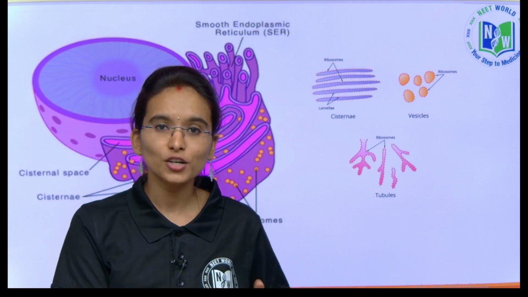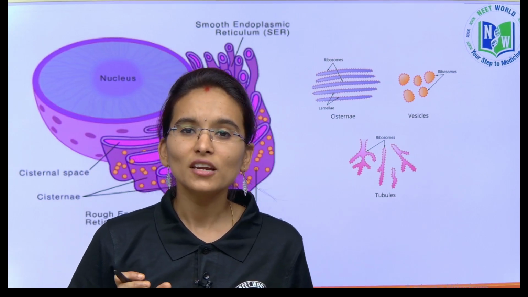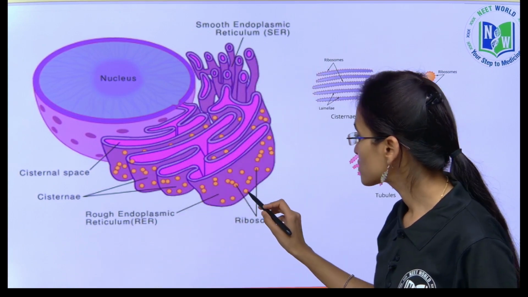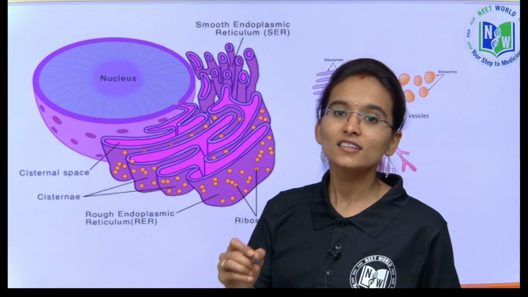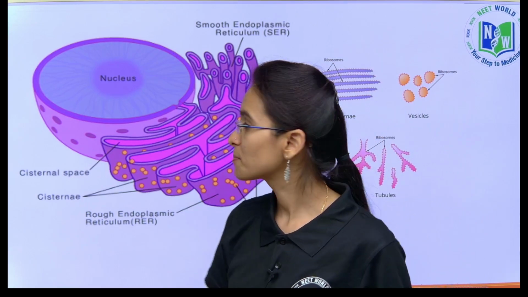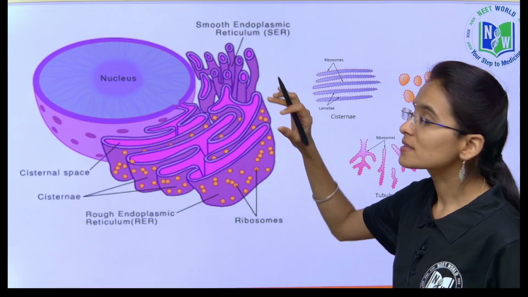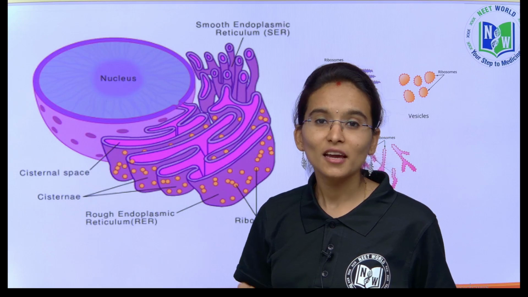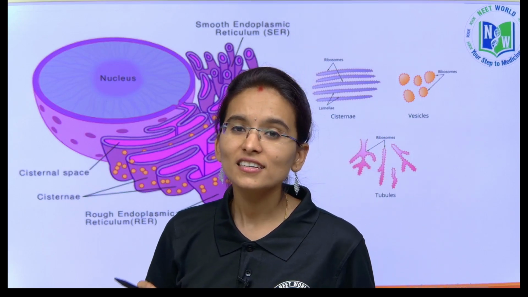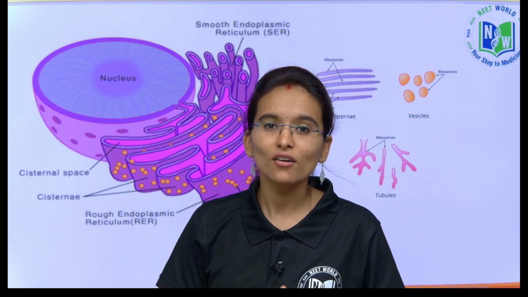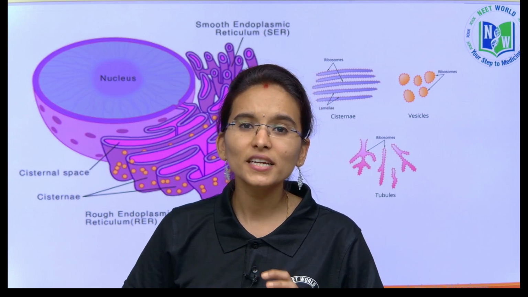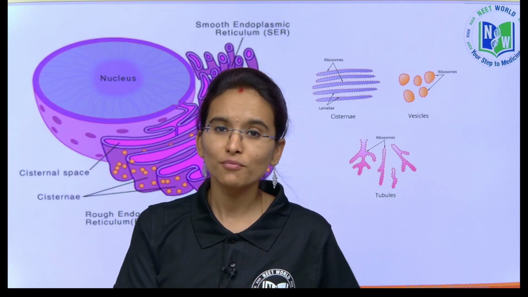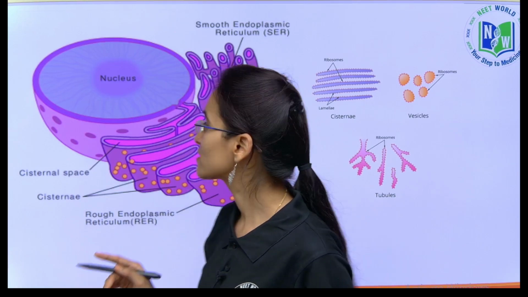So the endoplasmic reticulum is of two types. One is the rough endoplasmic reticulum, where you can find granular-like structures called ribosomes, which are involved in the synthesis of proteins. Whereas in the smooth endoplasmic reticulum, the ribosomes are absent, hence it is involved in the synthesis of lipids. So the endoplasmic reticulum is involved in the synthesis of proteins as well as lipids.